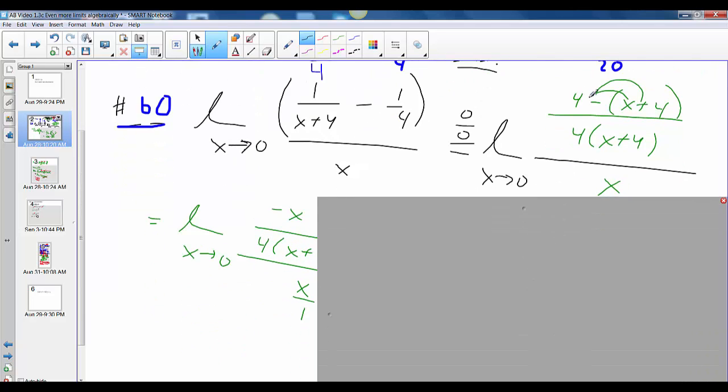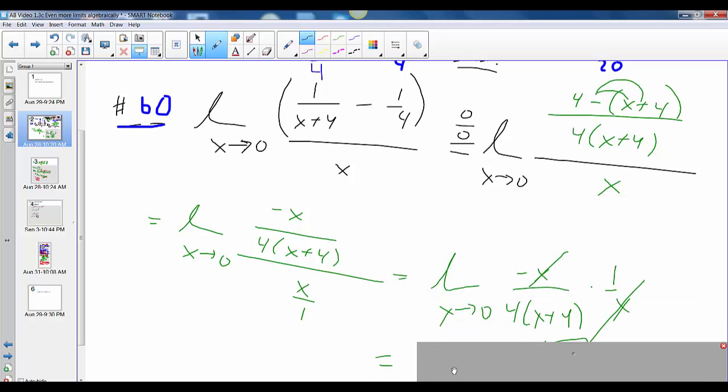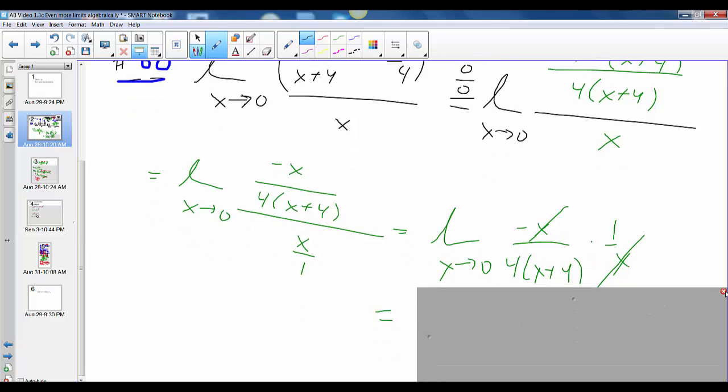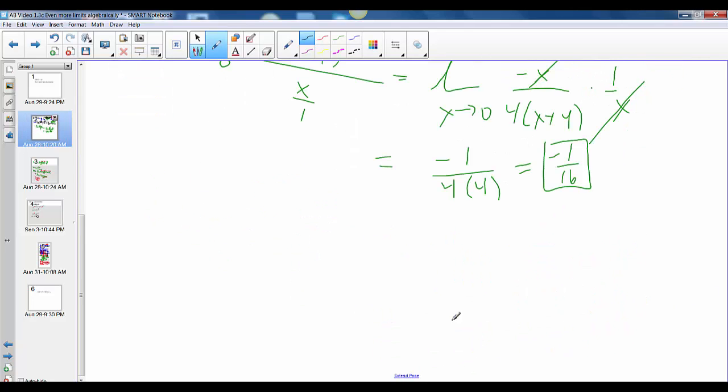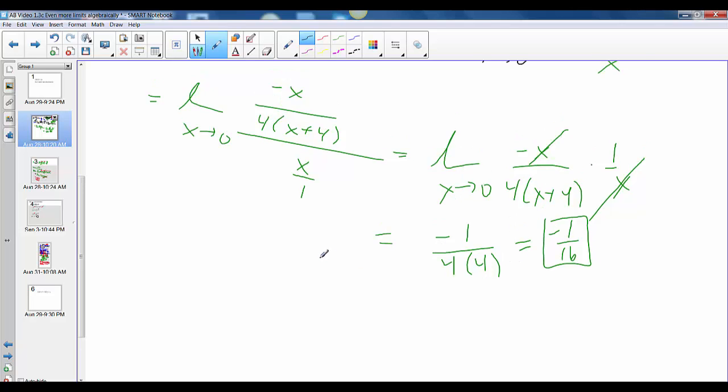So what happens on the top is we have 4 minus x minus 4. Well, the 4's cancel. So that leaves us with negative x over 4 times x plus 4, all over x. Well, x is x over 1. We're dividing two fractions, so we multiply by the reciprocal of the bottom fraction. And very nicely, the x's cancel. And of course, with the x's gone, we will no longer get 0 over 0. Now we replace the x by 0. We have negative 1 over 4 times 0 plus 4, which is negative 1 over 16.